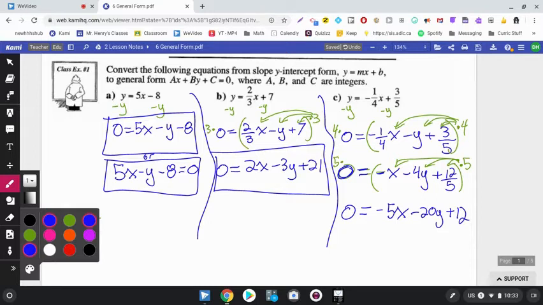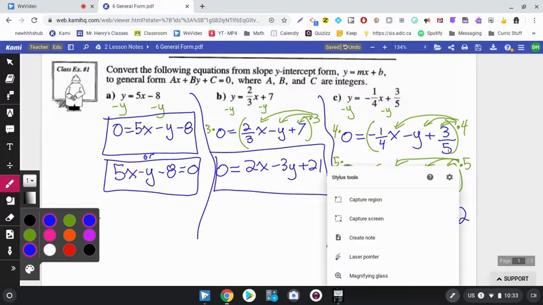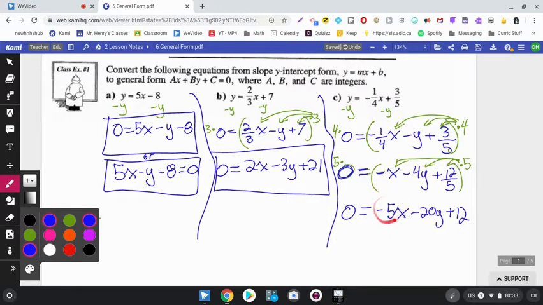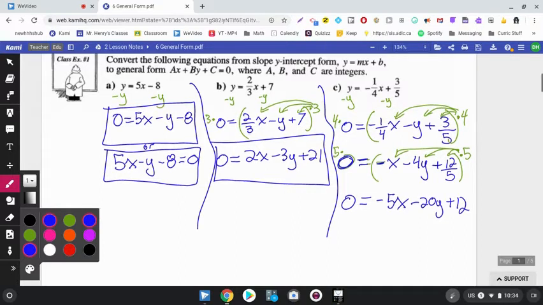I have everything on one side. It's set to equal 0. Great. I have all integer coefficients. Great. Except the one in front of the x. This is the last little piece. The one in front of the x is supposed to be positive. So you say, okay, well, I need to change this so that it's a positive 5.